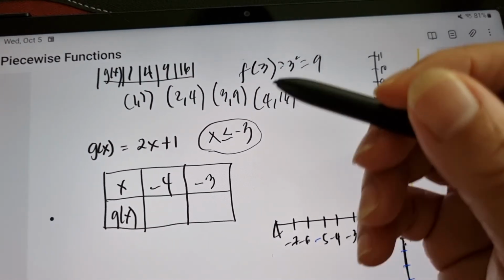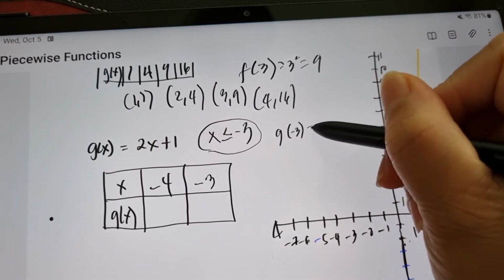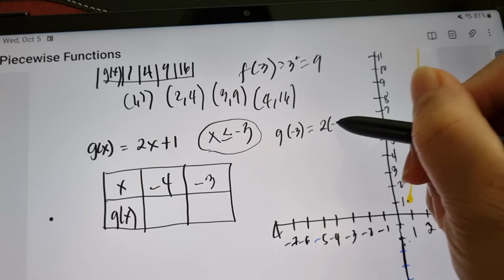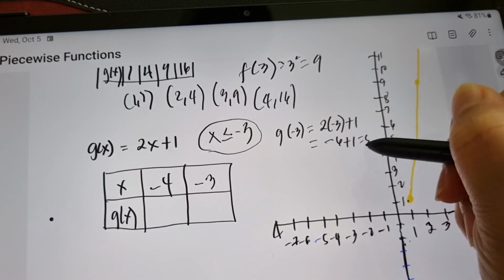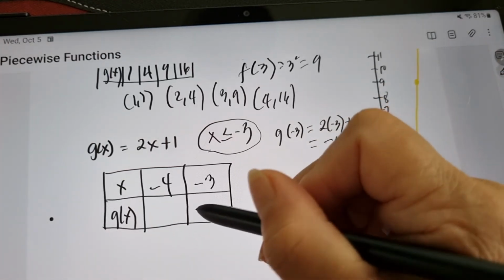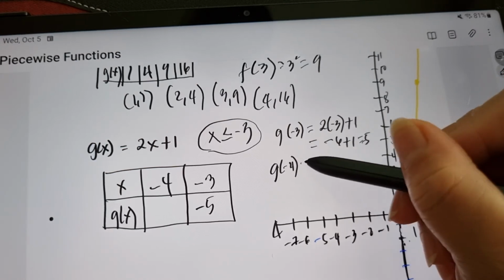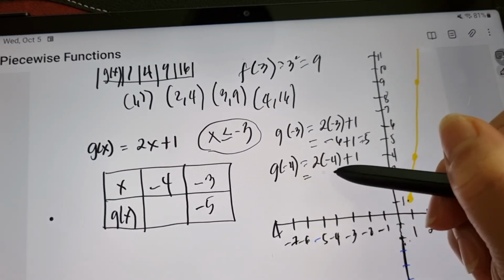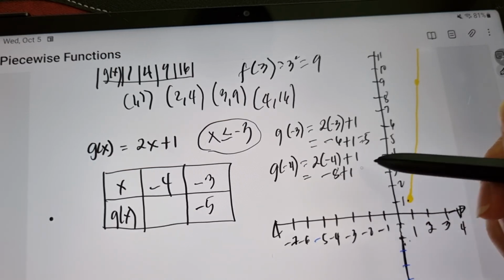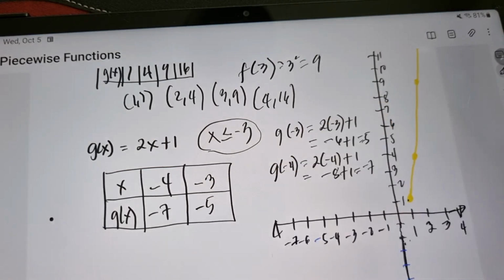Okay. Now, substitute lang natin. G of negative 3 is equal to 2 times negative 3 plus 1. This is negative 6 plus 1 is equal to negative 5. So, this is negative 5. And g of negative 4 is equal to 2 times negative 4 plus 1. This is equal to negative 8 plus 1 is equal to negative 7. So, negative 7. Okay. So, meron na tayong dalawang points.